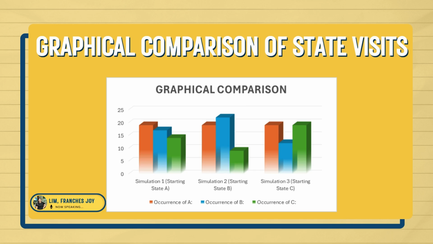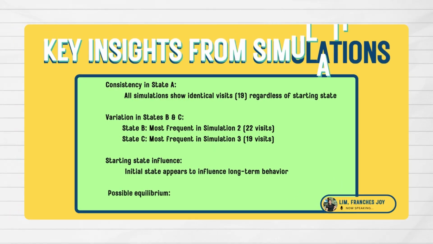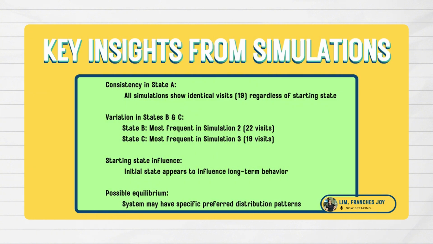This visual comparison makes it easier to identify patterns and differences between simulations. So, to summarize our key findings: First, the remarkable consistency in state A visits suggests some form of equilibrium or attractor in our system. Second, despite this consistency in state A, the starting state appears to influence the long-term behavior of the system, particularly for states B and C.